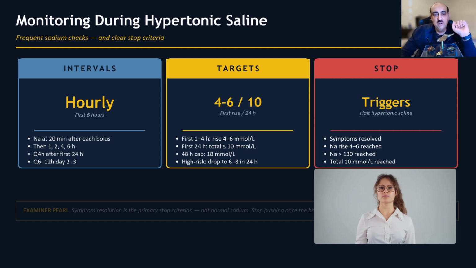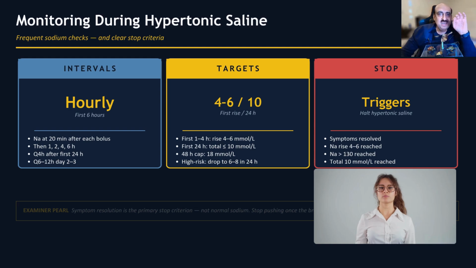Do not overcorrect. The other criteria are if you have reached the initial target of 4 to 6 millimole correction, or if the serum sodium has reached above 130, or the total correction of up to 10 has been reached as a ceiling in the first 24 hours. So whichever of these comes first, you need to stop the hypertonic saline. The most important principle is symptom resolution rather than correcting the number. Do not treat the sodium, treat the symptoms.